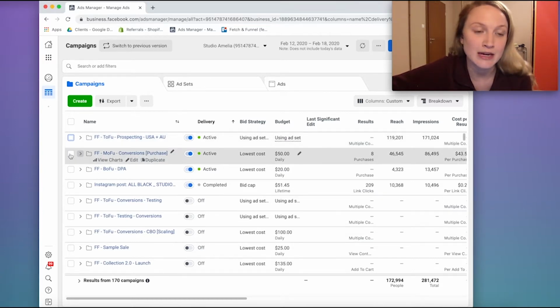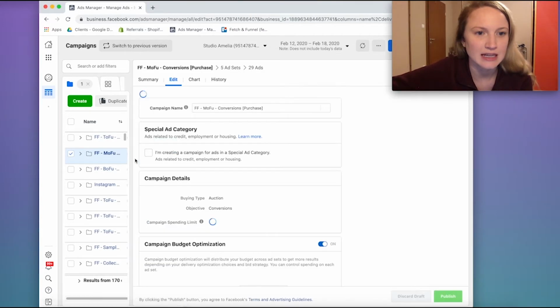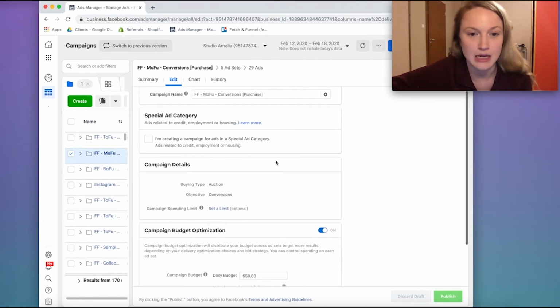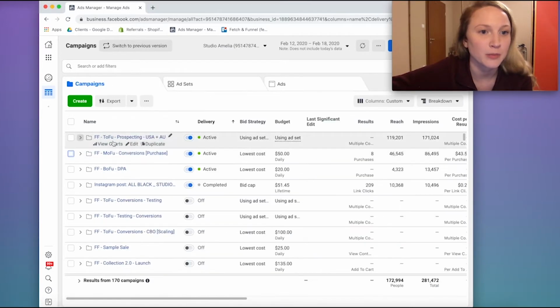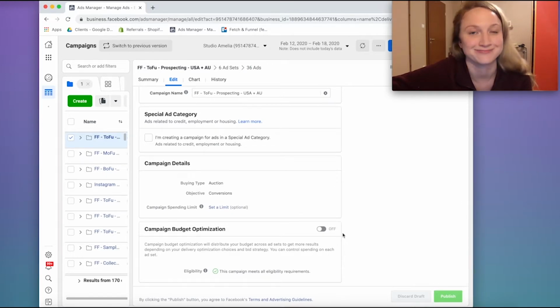And for the CBO campaign right here, FF Mofu Conversions Purchase, when we look at the budget, you can see right here, daily budget of $50. This is CBO. Another place you can see that is, if you go to the edit level at campaign, you can see right here that campaign budget optimization is turned on. Let me just go back really quick to show you that the testing campaign is off.